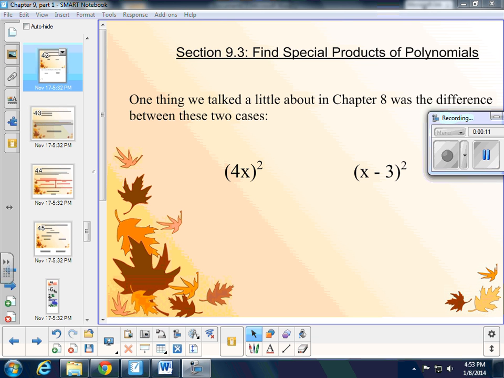This section 9.3 is also about multiplying polynomials. When we're multiplying polynomials together, there are certain problems that we'll see again and again, and if you know how the pattern works, you can jump right to the end. Some that looked like it that we did in chapter 8 just recently. I'm going to split the difference though and show you how they are two different things.